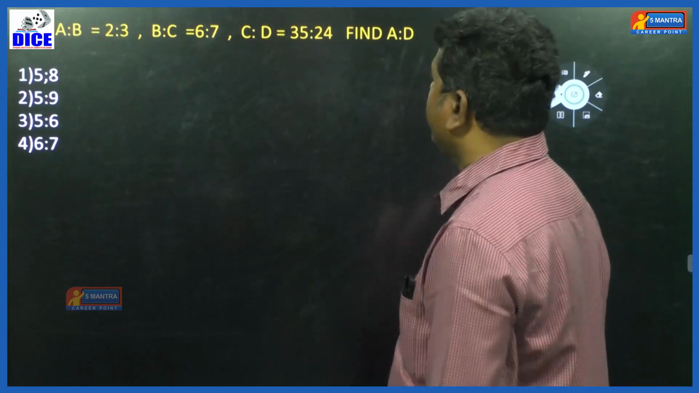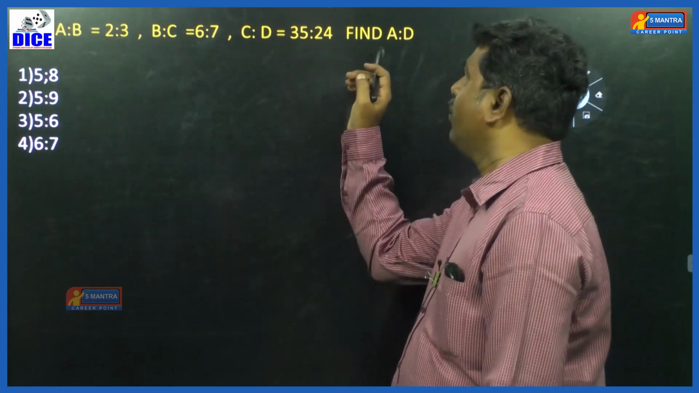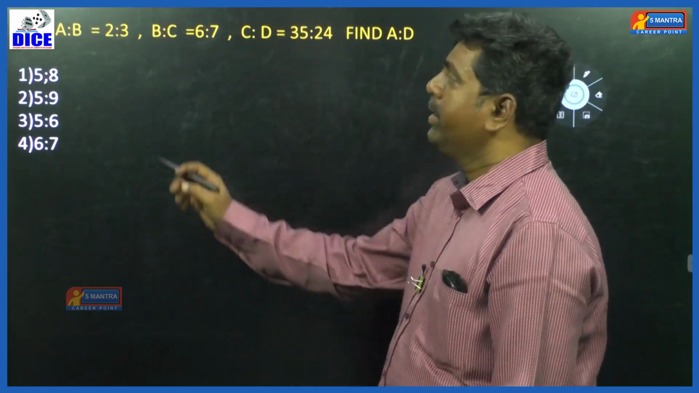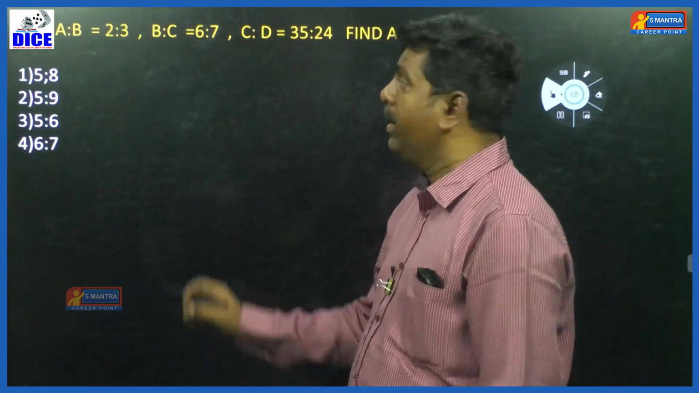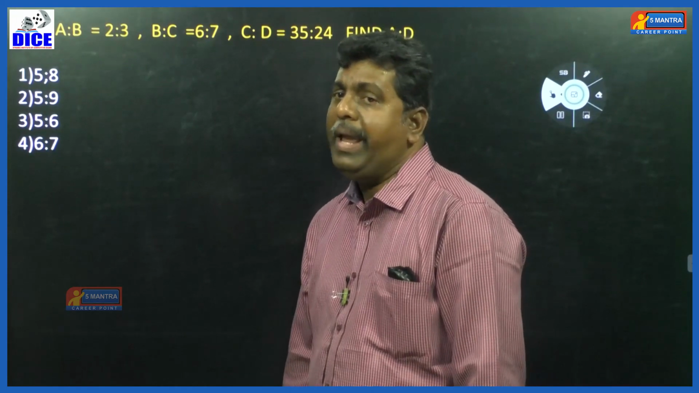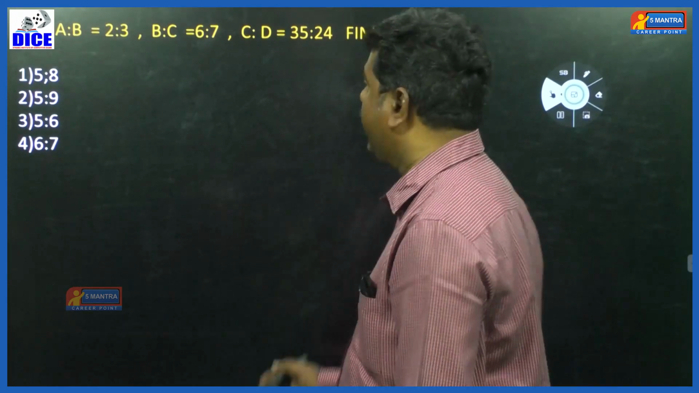Here, he was given, and is asking only for, A:D. In this question, he was given A:B is equal to 2:3, B:C is equal to 6:7, C:D is equal to 35:24. How to find out A:D? He was asking only two terms. How to find two terms? See here.